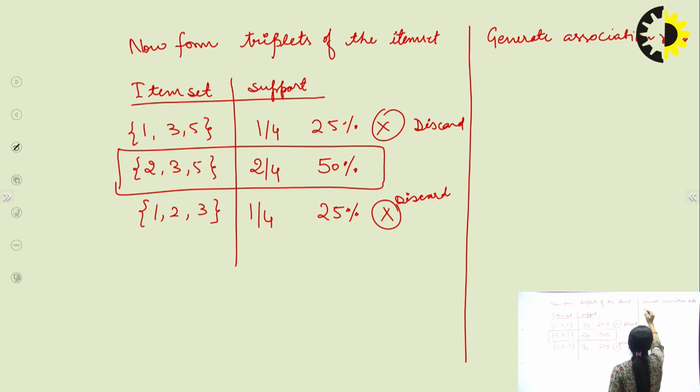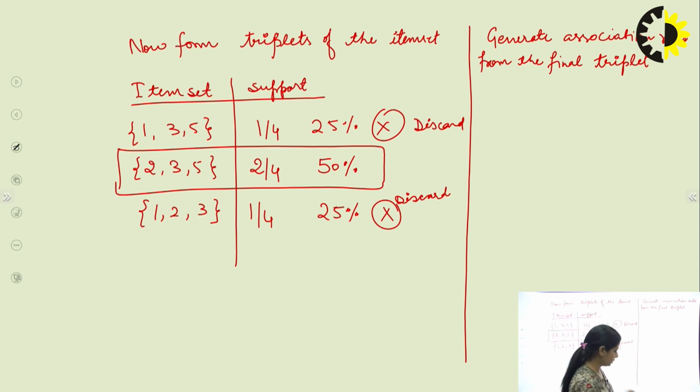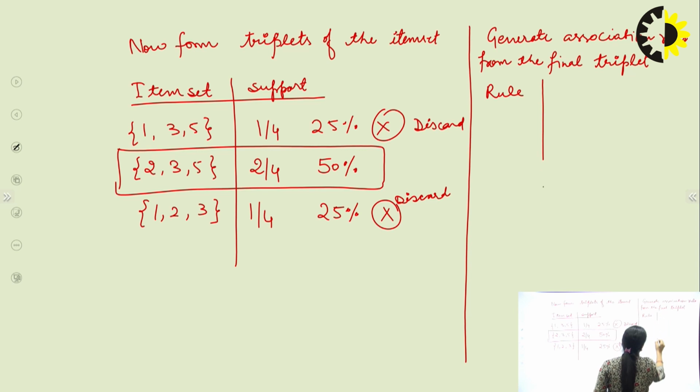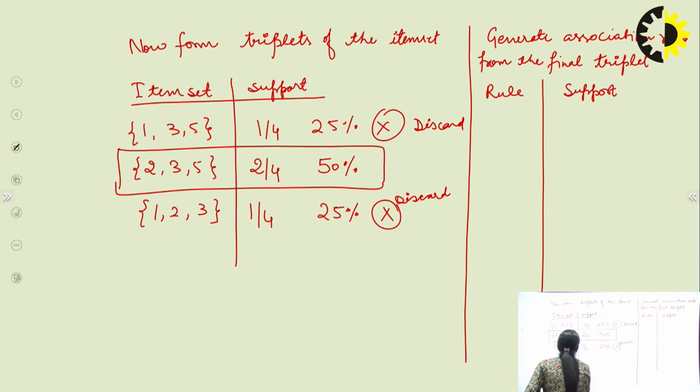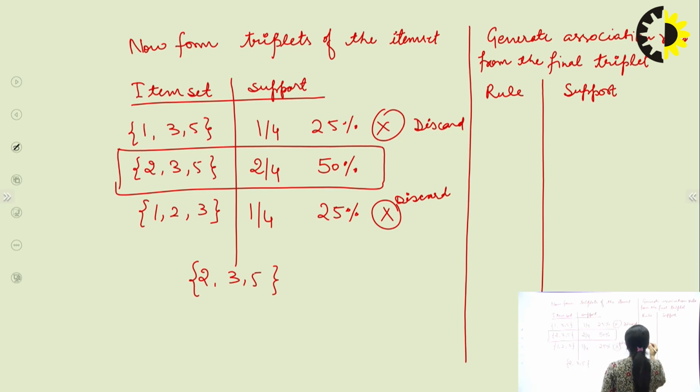Generate association rule from the final triplet. Okay. How we are going to generate the association rule? Now we'll see that. Rule and support. Fine. The final item set is 235. The only item set, right? So we will be generating the association rule from the same item set. Okay. So we can write 2 and 3 gives me 5. Fine.